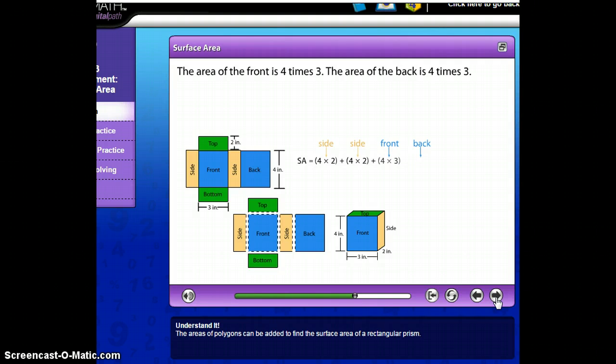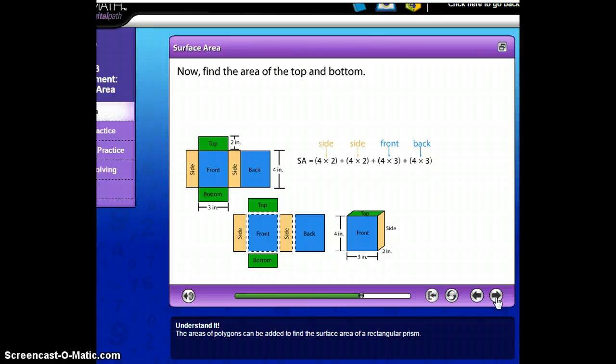The area of the front is 4 times 3. The area of the back is 4 times 3. Is that the same as 3 times 4? Yes, so it doesn't matter if you put 4 times 3 or 3 times 4. Yes, Grace? What's the SA there for? Surface area. Oh. Yeah.